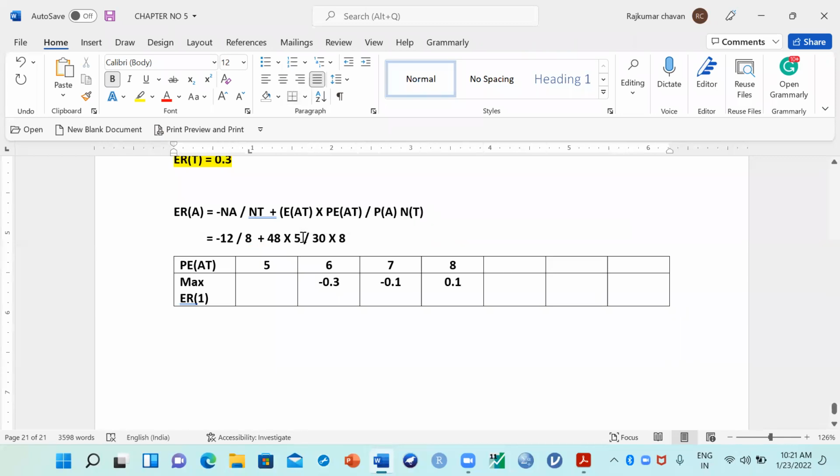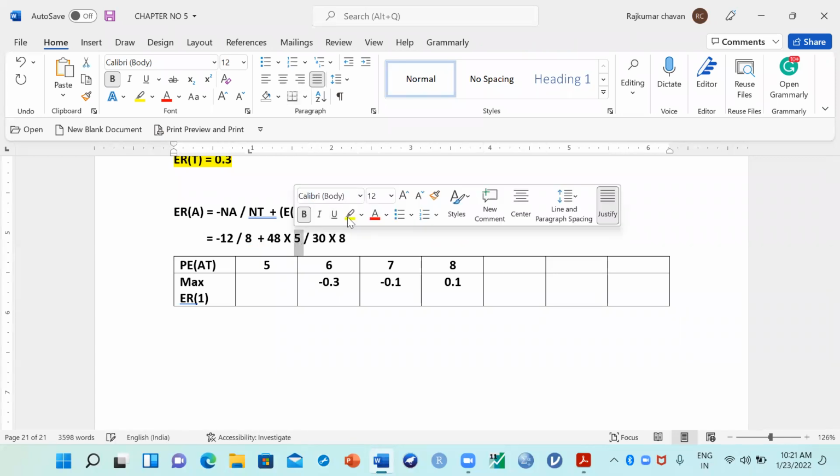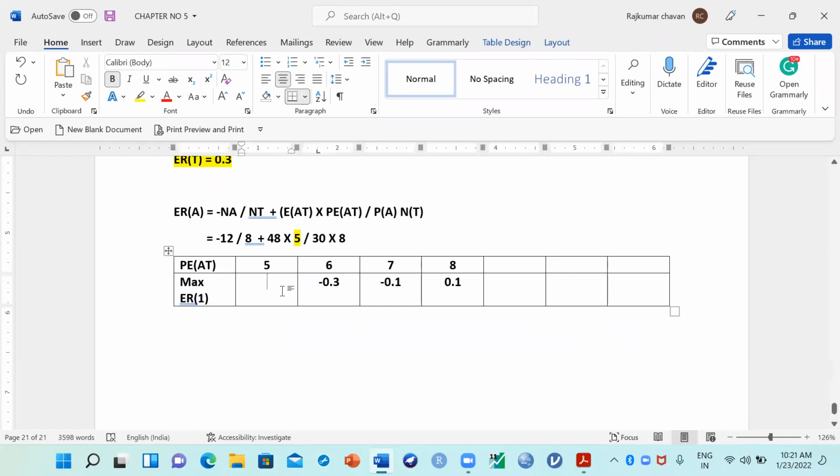Now what if the price to earning ratio is 5? I'm just putting 5 here. Then what will be my ER1? How much will it come? Minus 0.5. Okay. Now go forward 3 steps. You have gone backward 3 steps. Now go forward 3 steps.